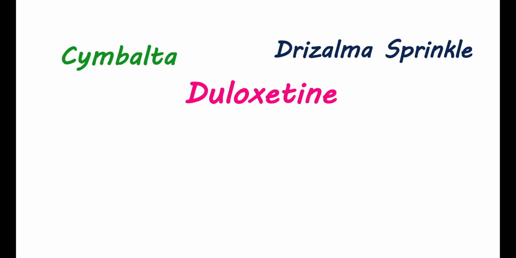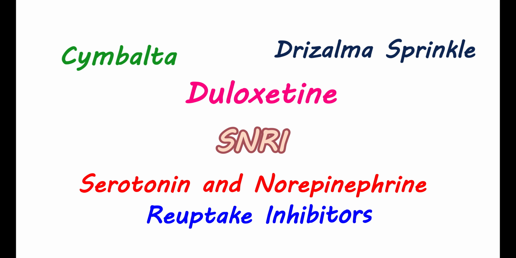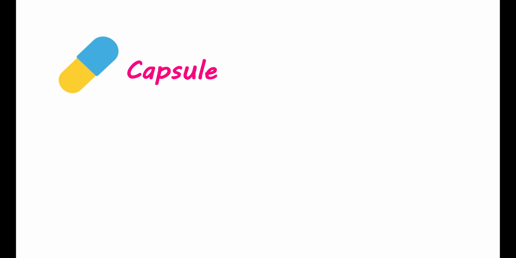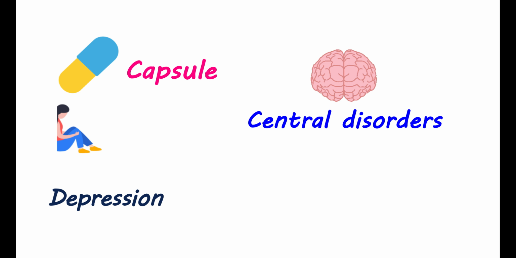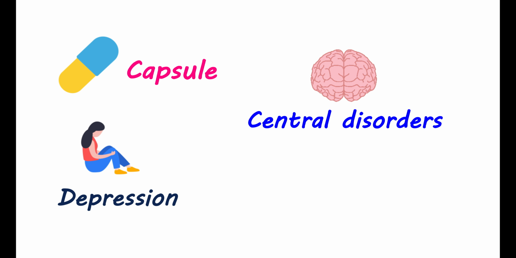Duloxetine is a well-known medication, popular with its brand names like Cymbalta and Drizalma Sprinkle. It belongs to a group of medications called SNRIs, serotonin and norepinephrine reuptake inhibitors. It is available as capsules, and it is used for treating a variety of central disorders. Even though it was introduced for treating depression, it can control neuronal activity and can be used in many conditions.